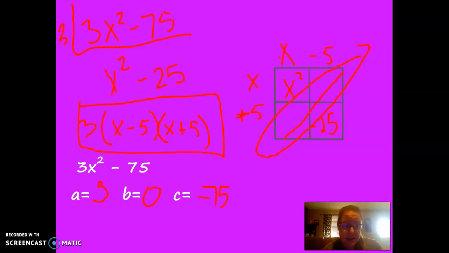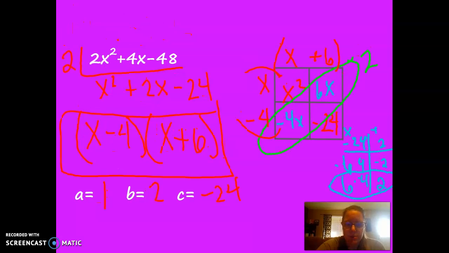And I just realized I made a mistake on the previous question because I forgot to bring down my GCF that I took out from the beginning. So there should be a 2 in front of that answer.